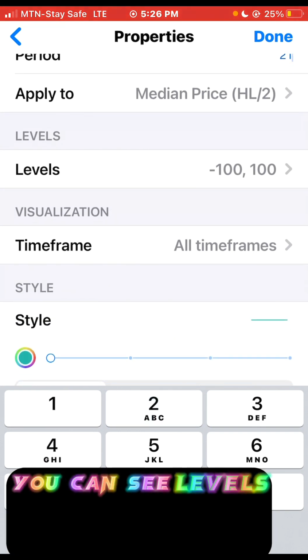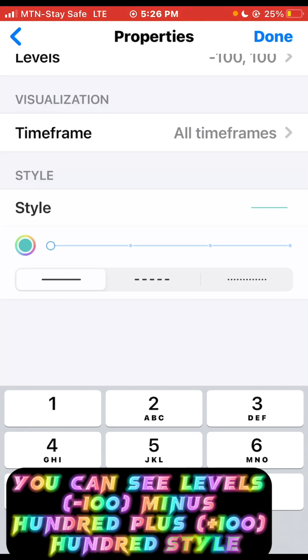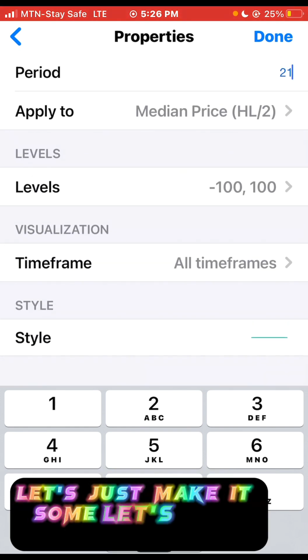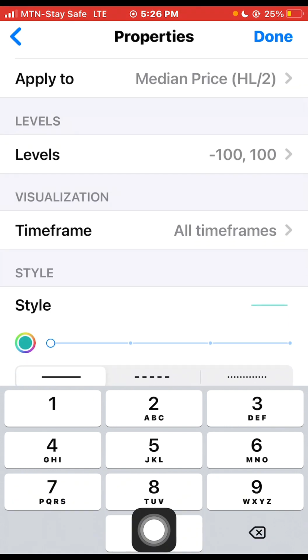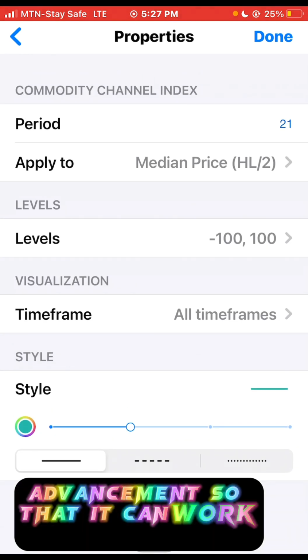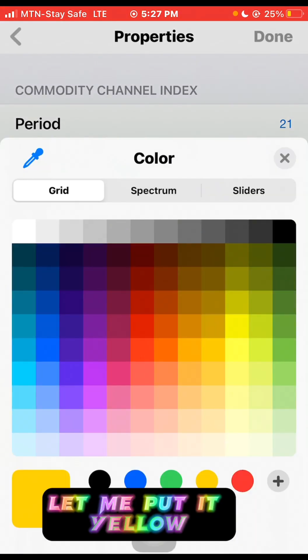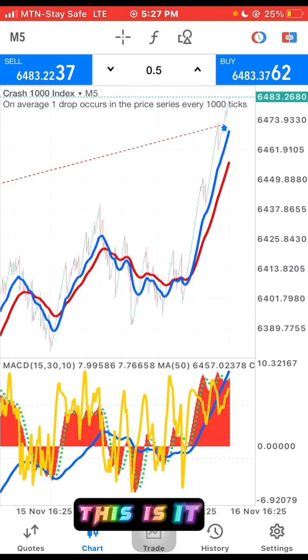You can see levels minus 100 and plus 100, style. Let me put it yellow. Just go this way. This is it.